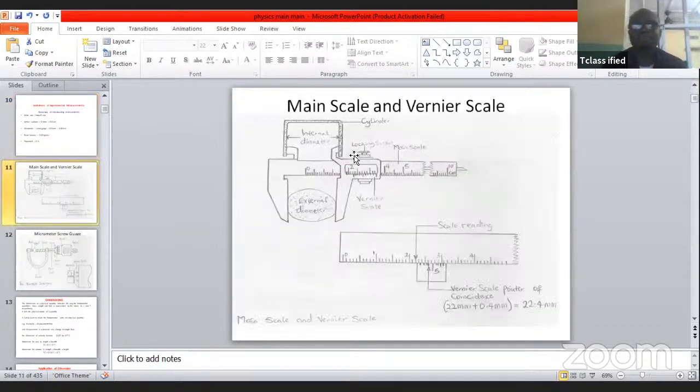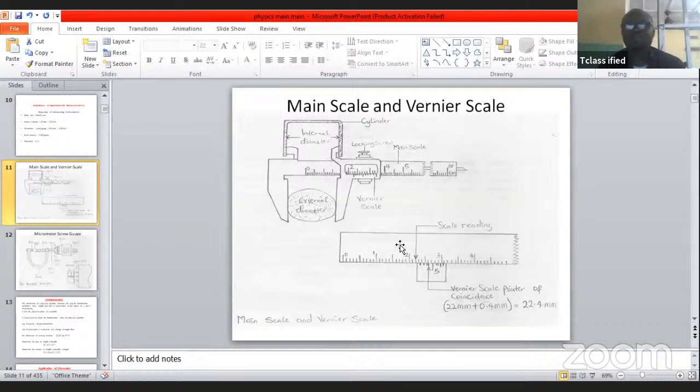So this is a vernier caliper, and this is how the measurement is taken. This is a diagram of a vernier caliper. So you know that for every vernier caliper, we have the vernier scale, you have the main scale. You can see the locking screw. And you can see an example of a cylinder that is being measured. Okay.